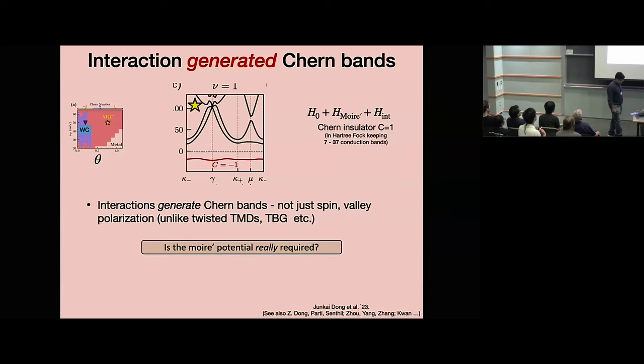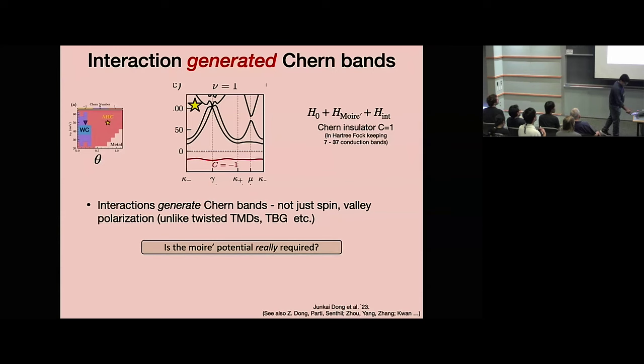Okay, so at this point, we were wondering whether this Moiré potential is actually required at all. It's really small to begin with. So what if, for example, we were to further weaken this Moiré potential? What would happen to this insulator, for example? What would happen to this gap for this Chern band?